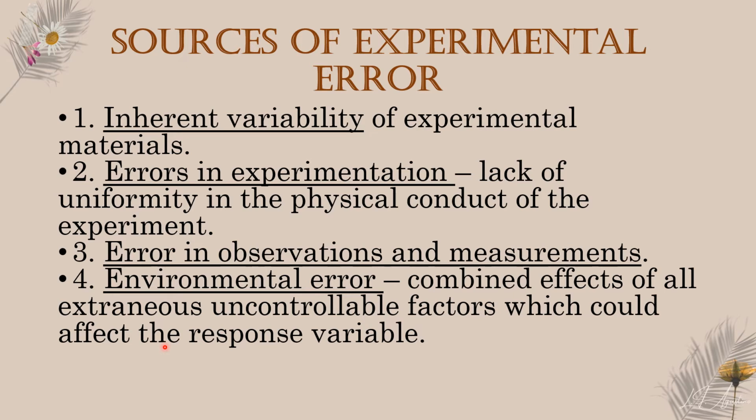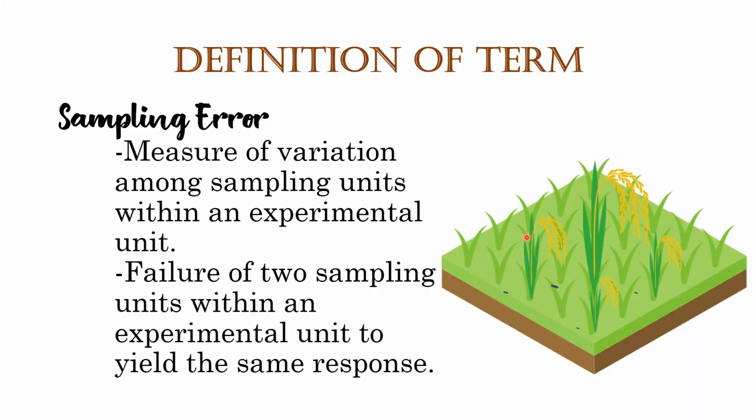So that is one of the sources of experimental error. As much as possible, as a researcher, we want to minimize experimental error. But if it's uncontrollable, then at least we have some tolerable experimental error. So these are the sources of experimental error.